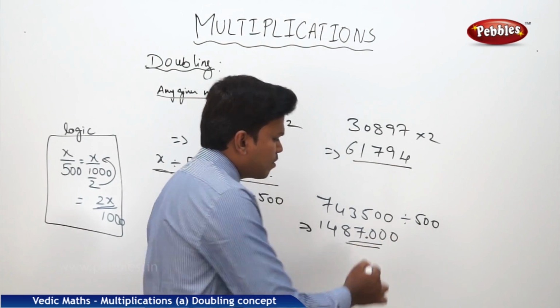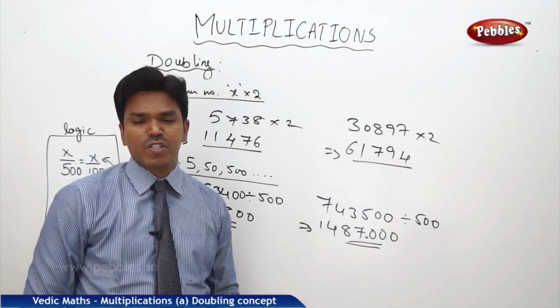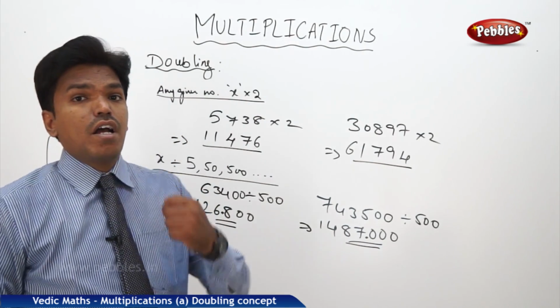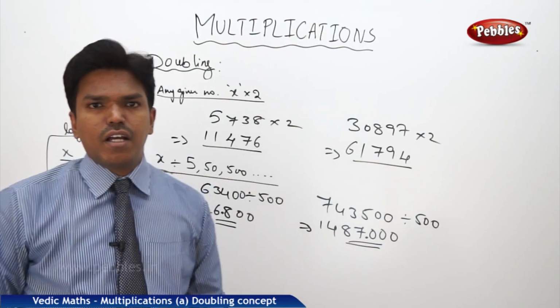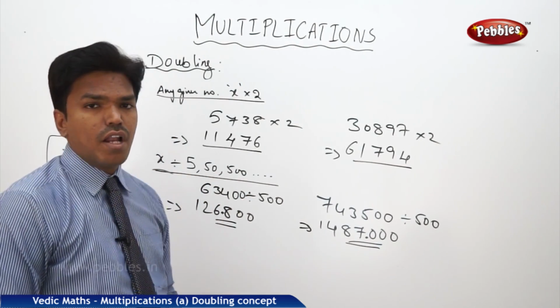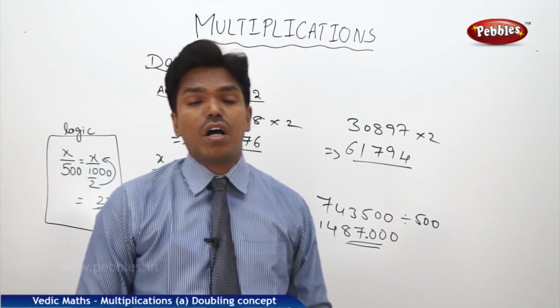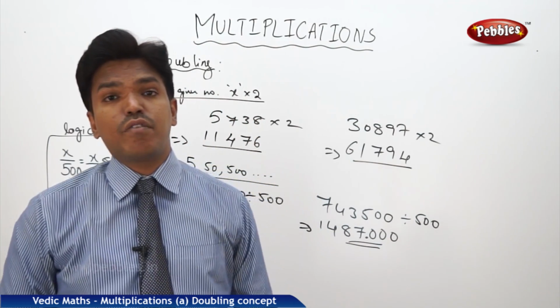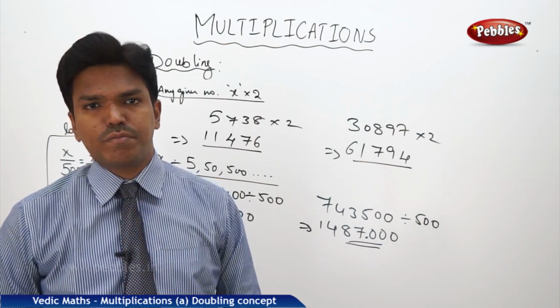So what is your answer? 1487. So that's how you can apply the doubling technique in case of division by 5, 50, 500 and so on. Now we will see the application of doubling in case of multiplication by 4.